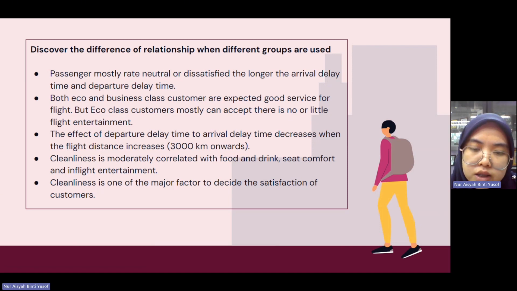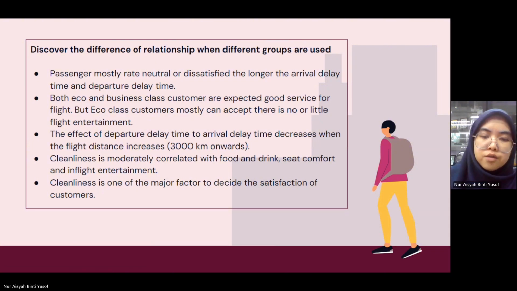Cleanliness is moderately correlated with food and drink, seat comfort, and in-flight entertainment, as an equation for the passenger to choose the in-flight entertainment. Cleanliness is a major factor in deciding the satisfaction of the passenger.